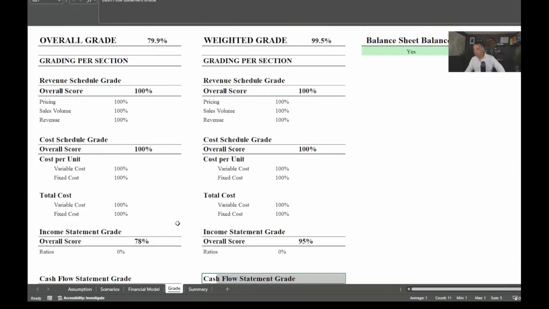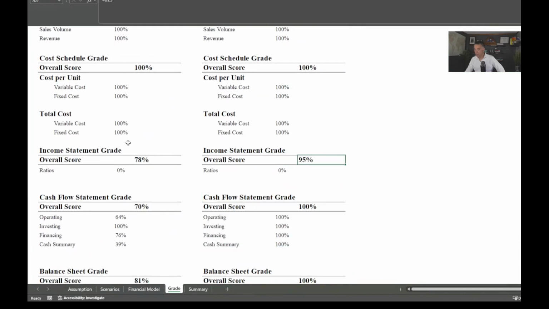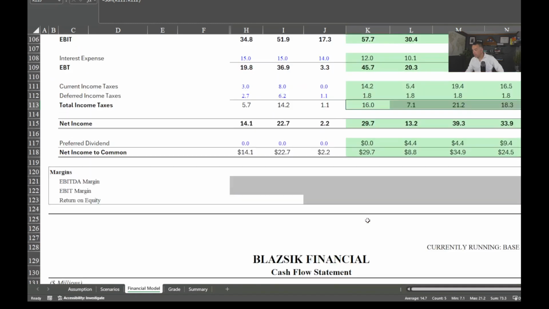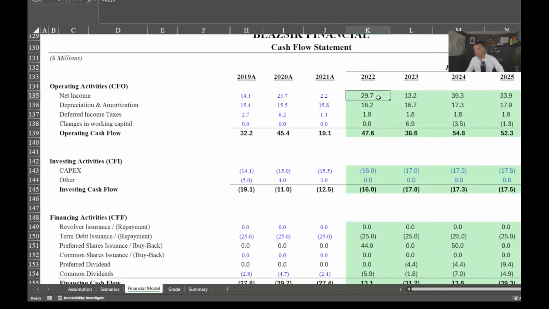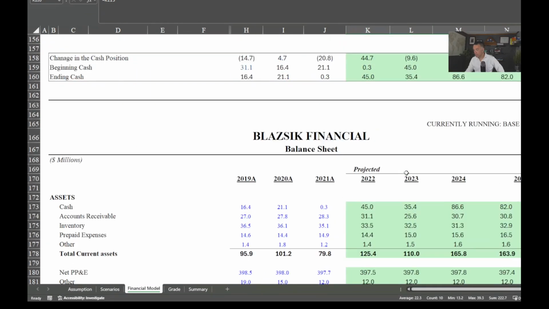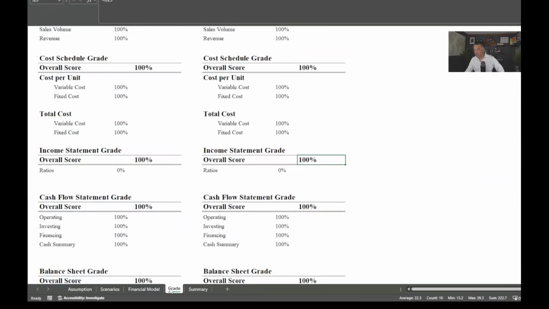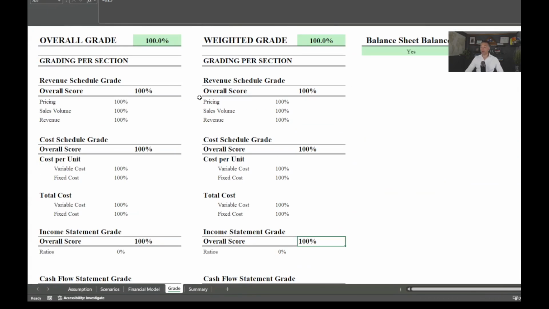I'm going to go back to grade, look at what we're doing on the income statement. We're 95% complete, 78% of the numbers are correct. That's because we have to sum that total income taxes up, because the net income subtracted from EBT minus that number. So once we sum this up, you'll notice everything should turn green. I'm going to scroll down to make sure the cash flow statement is green now, so that it's got the correct number. And then go down to the balance sheet, that's correct. Our income statement, our income tax statement is correct. Go back to the grade, and we are balanced, and we have 100% correct numbers.